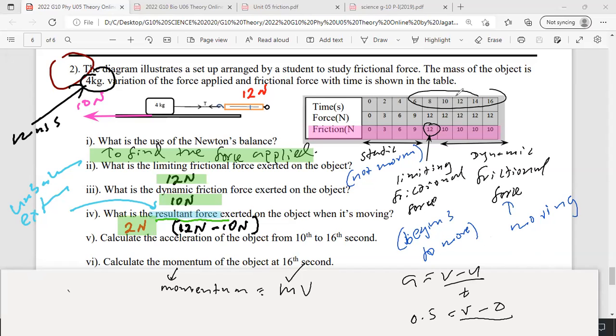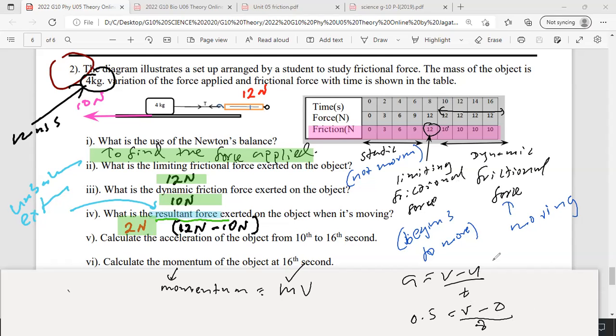At the time when you apply the unbalanced force, it is moving. Looking at the graph, from 10 to 16 you can take 16 minus 8, so 8 seconds.